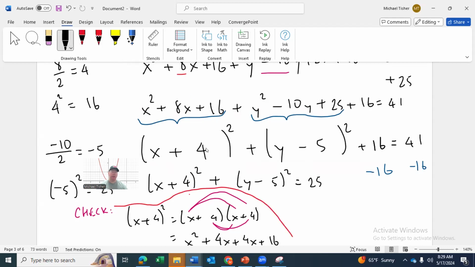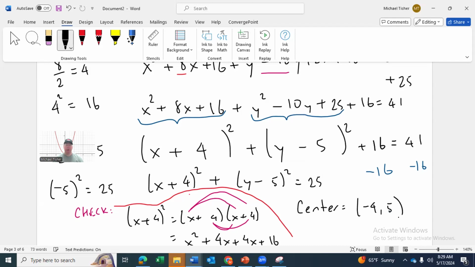All right, in a previous video, I did the same problem from here, and I talked about a shortcut. For the shortcut, we just change the sign to get the center. And so inside the first parentheses, we have a plus 4, so that changes to a negative 4. And inside this parentheses, we have a negative 5, that changes to a 5. So we have the center, which is negative 4, comma 5.